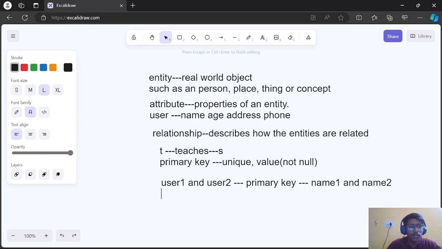So let's go to another type. That would be a foreign key.